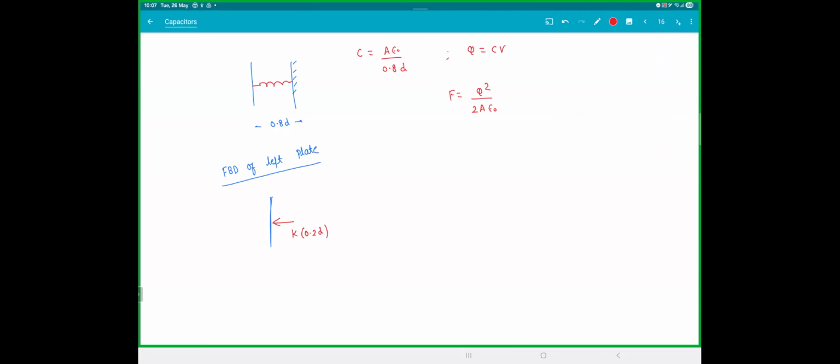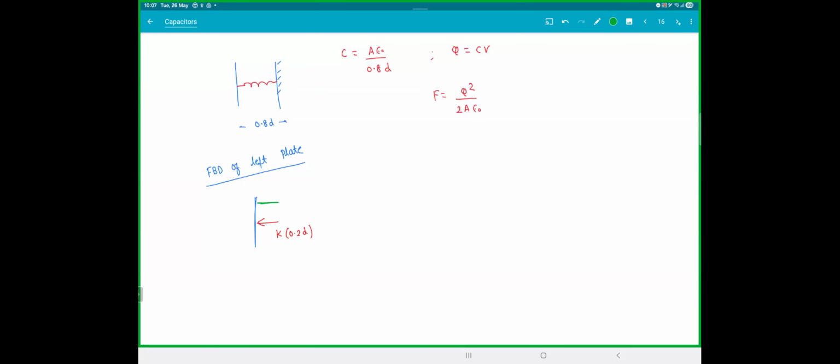Be careful. If the initial distance was D and the final distance is 0.8 D, the difference is 0.2 D, which is the compression. And the spring force? Q square by 2A epsilon. Since you're in steady state, these two must be equal. So Q square by 2A epsilon must be equal to 0.2 kd. But what is Q? Q is CV. But what is C? A epsilon by 0.8 d. So that will be A square epsilon square by 0.64 d cube into V square by 2A epsilon is equal to 0.2 kd. Yeah, you can solve this. You'll get V from here.